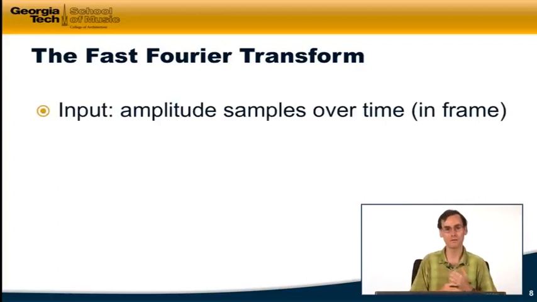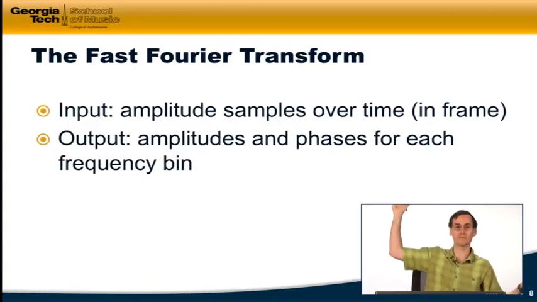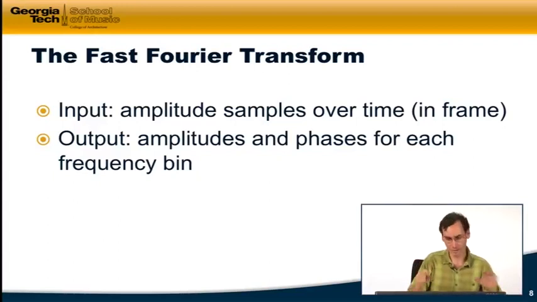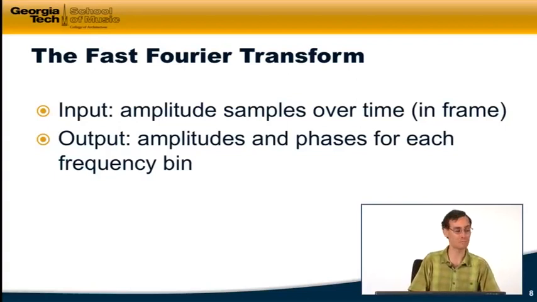What comes in are these amplitude samples over time in the frame. So if our frame size is 1,024, we'd have 1,024 amplitude values that would go in. And what would come out are a set of amplitudes and phases for each frequency bin. In other words, I'm going to divide up my frequency space into a series of linearly spaced bins, and I'll get into more of how this works in a second. Then I'm going to look at how much energy is in each of those bins, and also what's the phase of the sine wave that's represented by each of those bins.